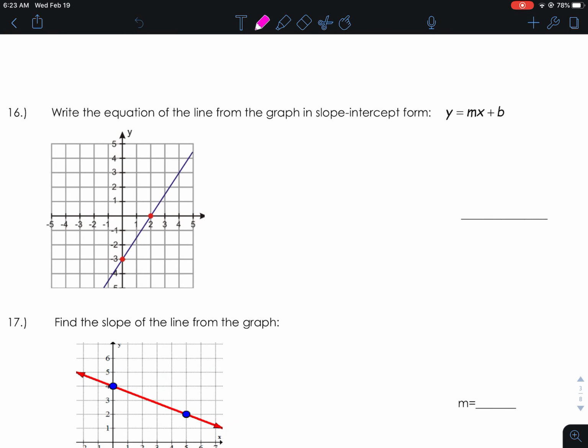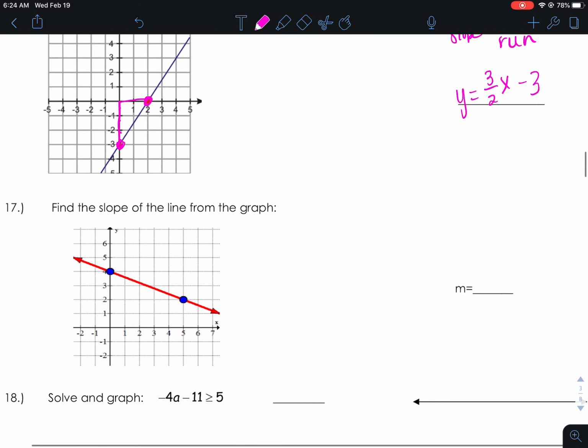Write the graph of the line in slope-intercept form. So y equals mx plus b, where m is the slope. Remember, slope is rise over run. This is the y-intercept. So it's going to be y equals, we're going to grab the 2 points there to plot them for us. You're going to go up 1, 2, 3 over 1, 2. So up 3 over 2. And then the y-intercept is -3.